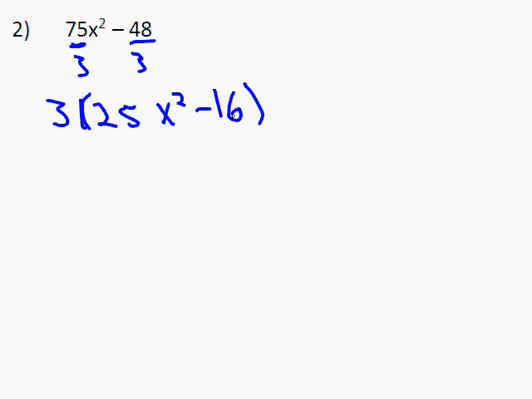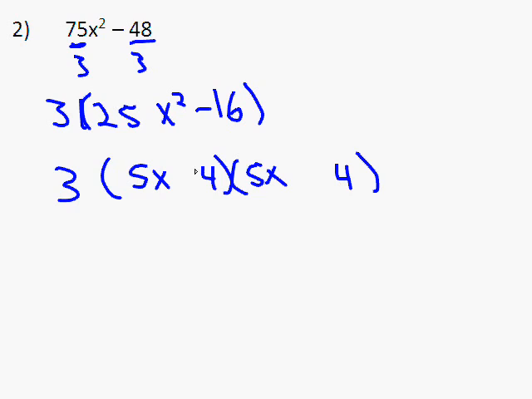For our second example, you would have noticed that both of them were divisible by 3, giving you 3 and then 25x squared minus 16. And you notice that was a difference of squares, so you got 3 times, square root of 25x squared is 5x. Square root of 16 is 4. So you get 5x plus 4 and 5x minus 4.